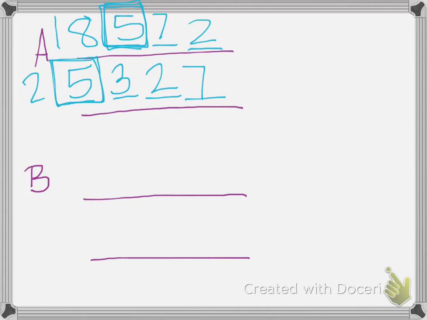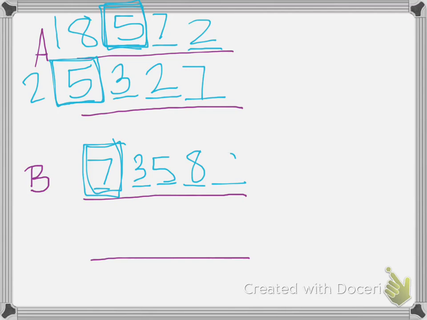B says write a number in which the 7 is worth 70,000. So we need a 7 in our 10,000s place. So 1's, 10's, 100's, thousands, 10,000s. We have to have a 7 in our 10,000s place. Doesn't matter what numbers you have anywhere else. Again, you can even add numbers in your hundreds, thousands, or your millions if you would like.